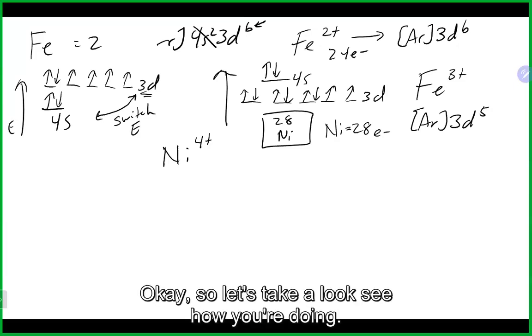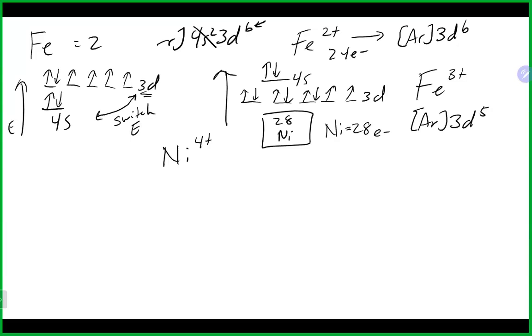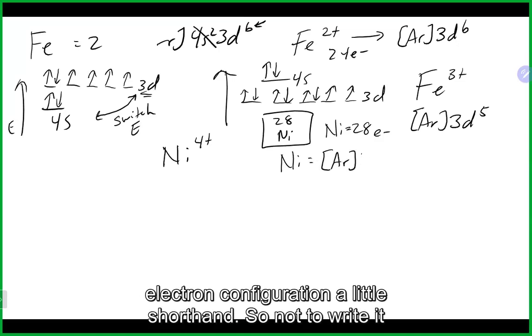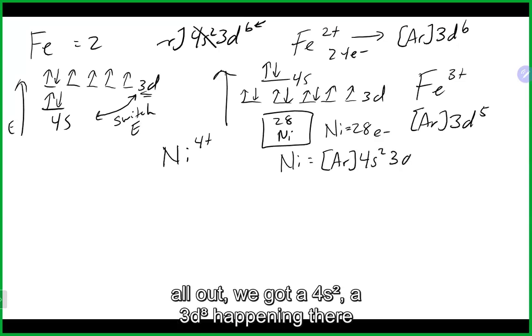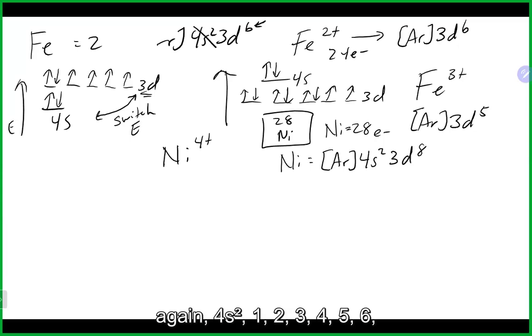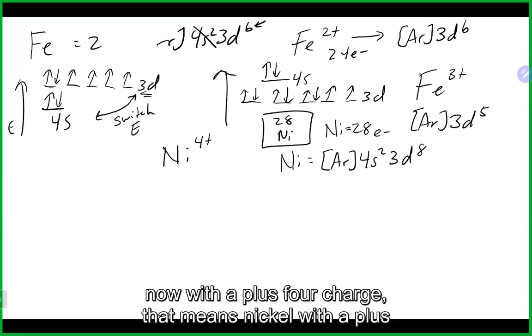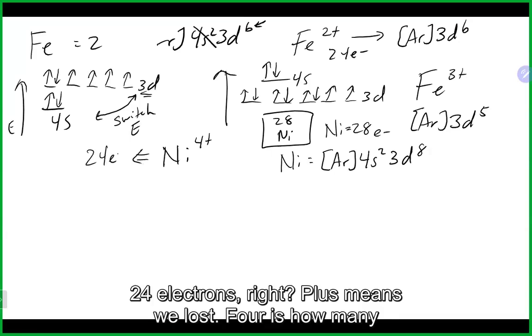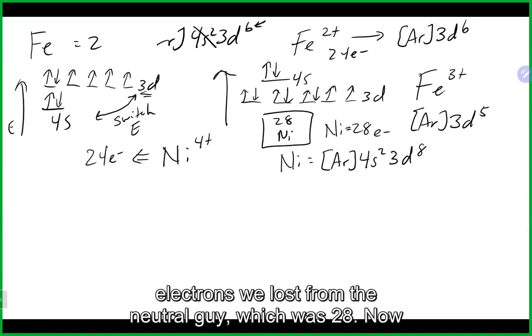Okay, so let's take a look, see how you're doing. No charge is 28. If we were going to write the electron configuration in a little shorthand, not write it all out, we've got a 4s2, a 3d8 happening there. Again, 4s2, then 1, 2, 3, 4, 5, 6 in the 3d. Now with a +4 charge, nickel has how many electrons? 24 electrons, right? Plus means we lost. The 4 is how many electrons we lost from the neutral atom, which was 28.